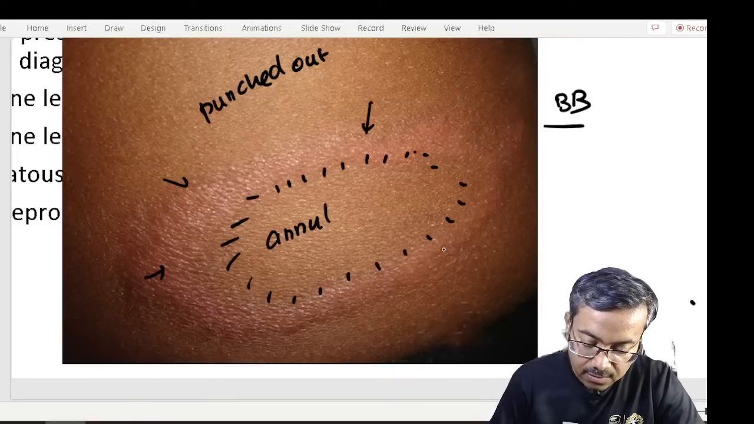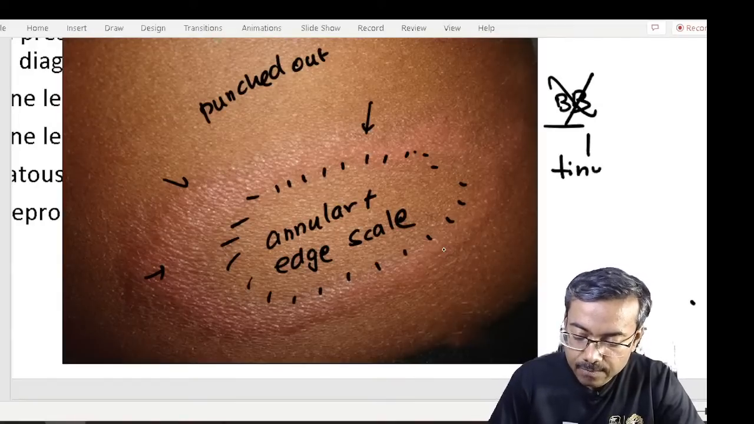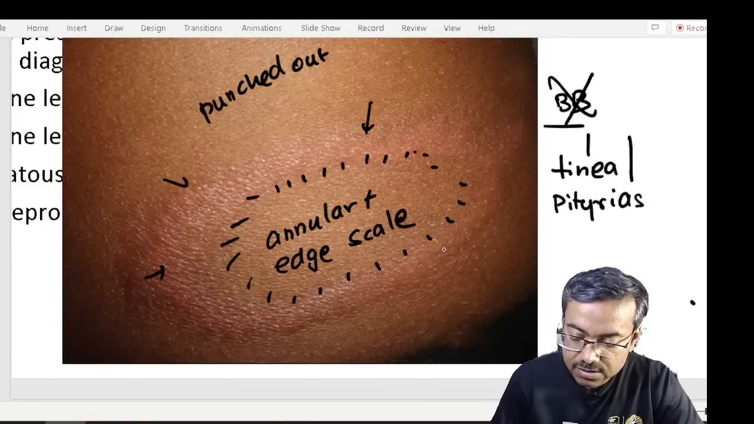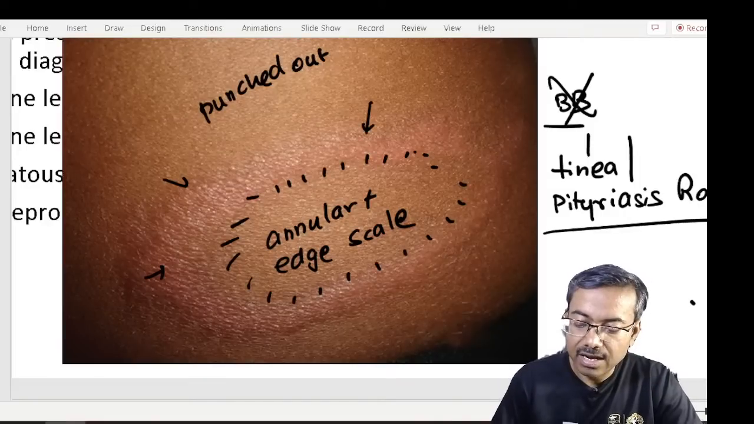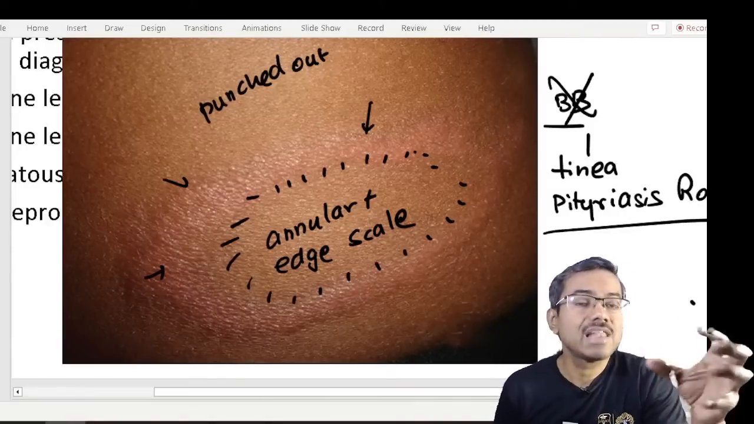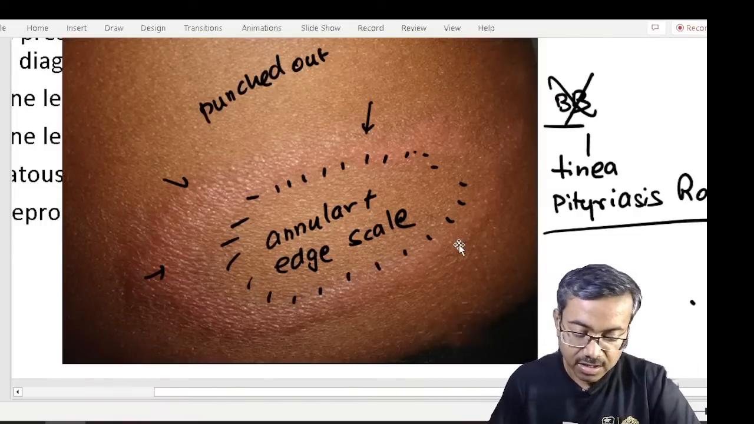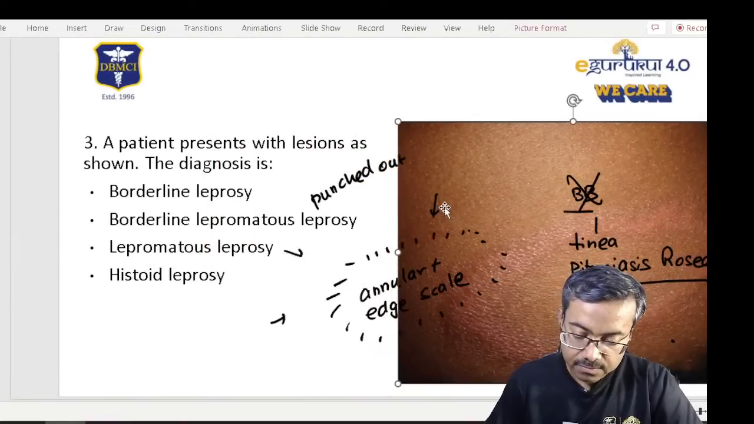So, annular plus an edge scale, then you don't call it BB Hansen, then you call it tinea or pityriasis rosea. There are two diseases which have annular with a scale on the edge. Okay, tinea and pityriasis rosea. But if there is no scale on the edge, then you will call it BB Hansen's. Leprosy, BB Hansen. Okay, so if I just go down, go to the question. Okay, let's go to the question.